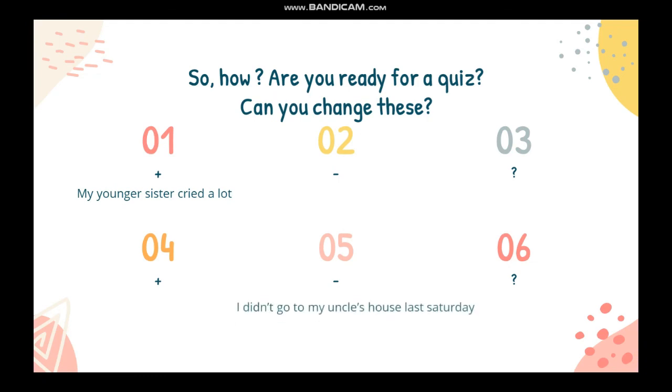Number two, here I'm giving you the sentence in negative. I didn't go to my uncle's house last Saturday. So what should you do? Yeah, you need to find out the positive sentence and the interrogative sentence.